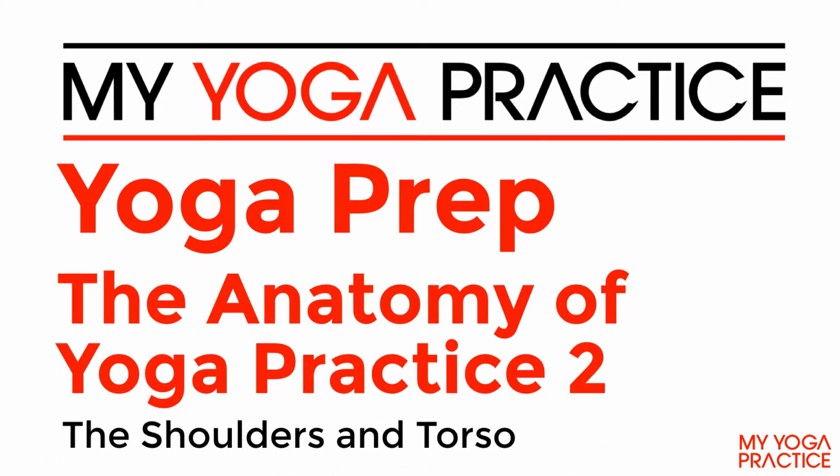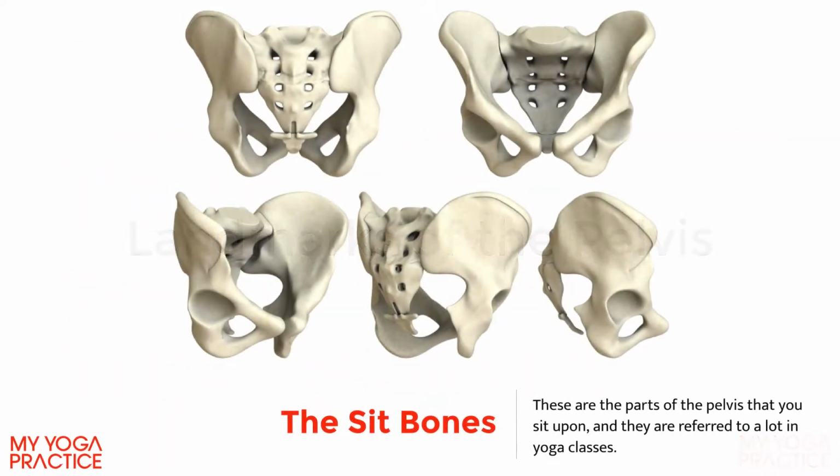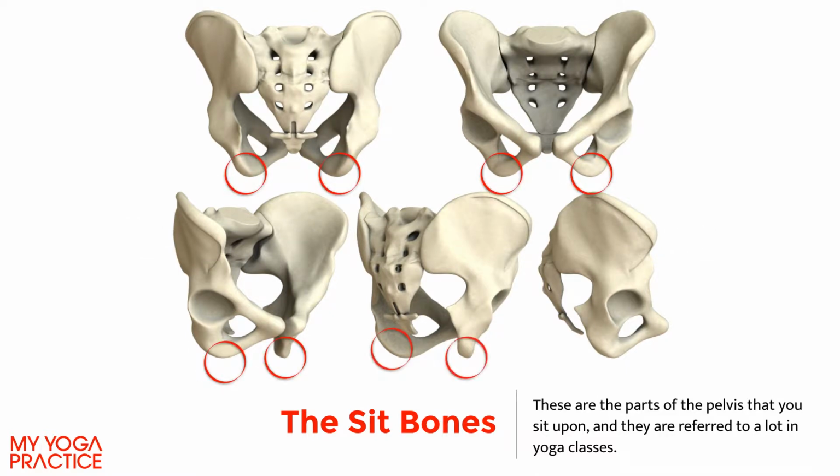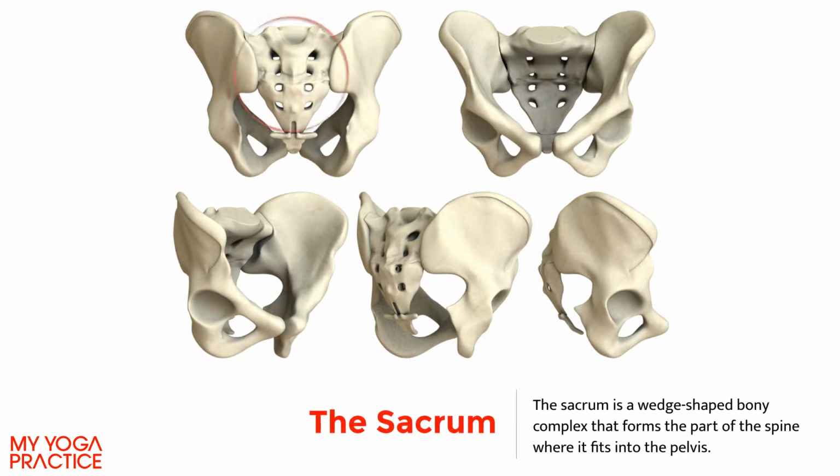In this second lesson on the anatomy of yoga practice, we'll look at some particular parts of the body located in the shoulders and torso. So first, the pelvis. We'll start at the bottom. The sit bones are the parts of the pelvis that you sit upon, and they're referred to a lot in yoga classes. And they're located where you see the circles.